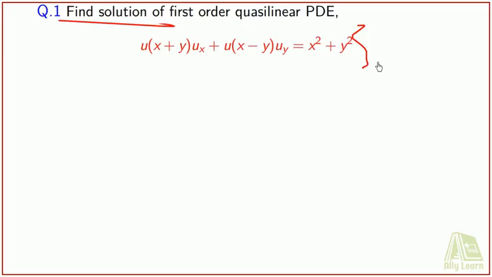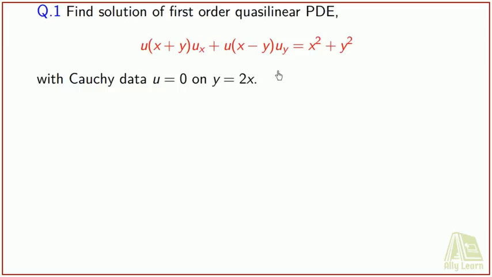Now this is the quasi-linear PDE, and the Cauchy data is given by this expression: u equal to 0 on y equals 2x. So friends, what we have to do, we have to find a solution surface of this quasi-linear PDE containing the curve y equal to 2x, and the value of the function is 0 on that curve. Okay, it's like suppose I have to find the solution surface containing this curve C, and this curve C is y equal to 2x, and on this curve the value of u equals 0.